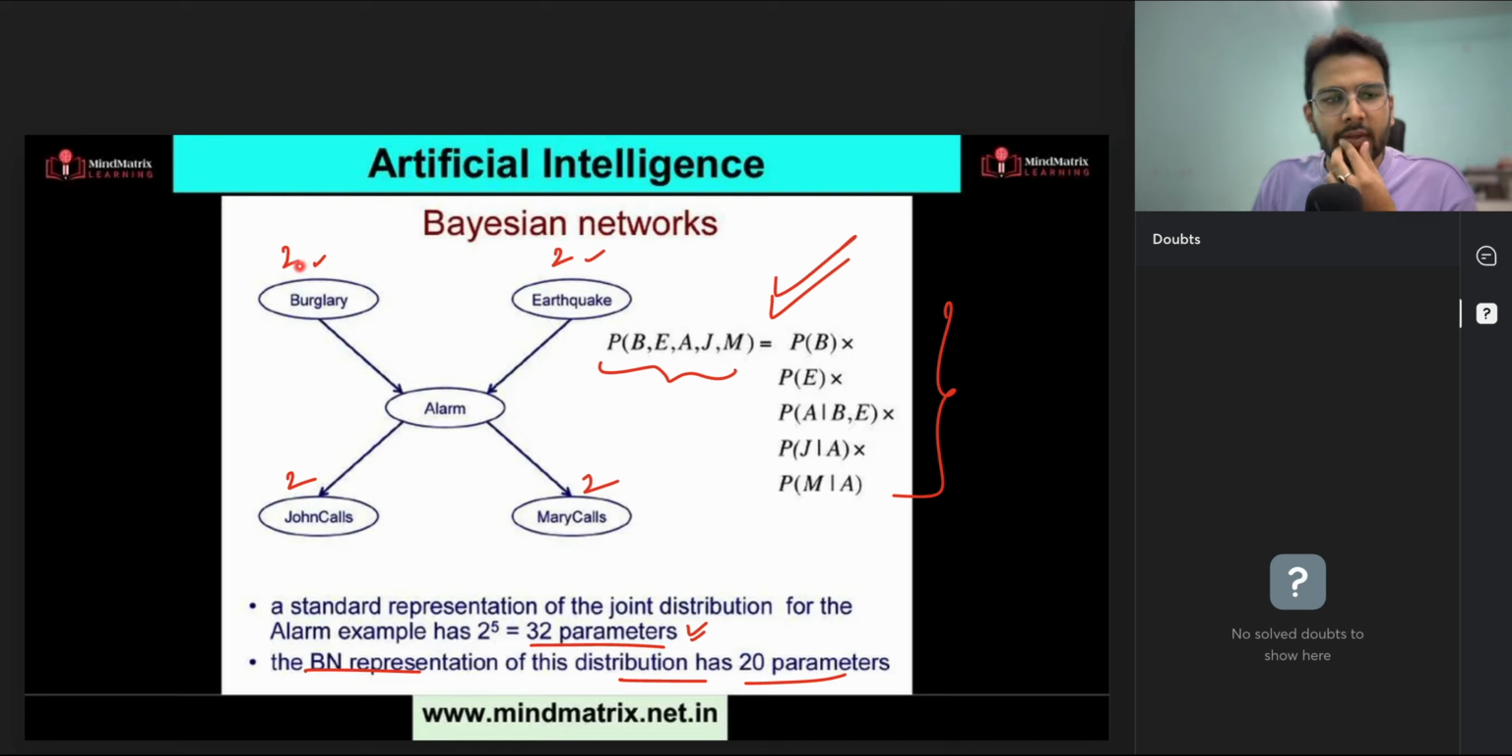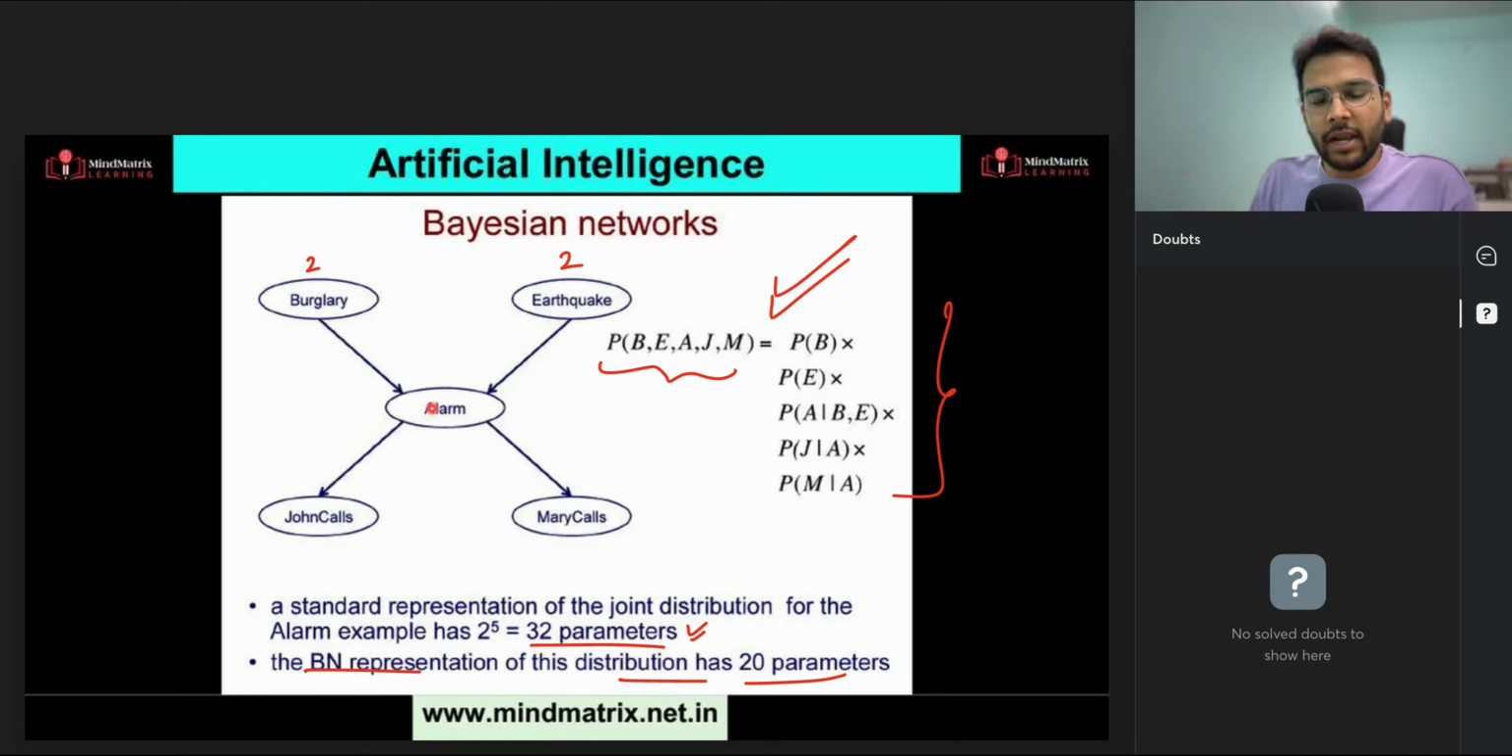Okay, just a minute. This should be 4, right? Not 2. 8, 4. Yeah, this should be 4 here. So basically, if you talk about this burglary, it will have how many parameters? So it is independent, right? Yeah, it will be 2 here. That is correct.